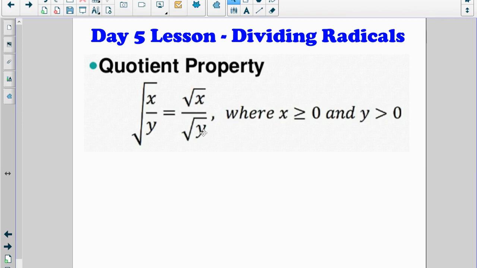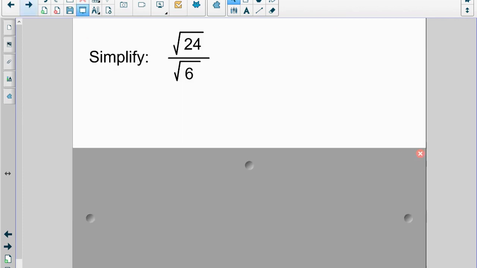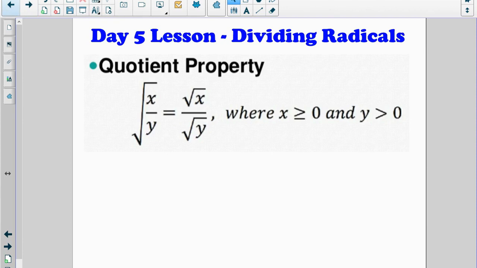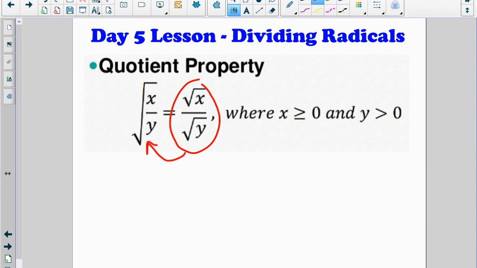So with this quotient property, let's see how it works. You might see examples like this where we are taking the square root of one number and dividing it by the square root of another number. So think of this like dividing radicals. Well, our quotient property allows us to start, in this case, with what's on the right-hand side, and move it into this other form. So we're going to take the numerator and the denominator and put it together to make it one fraction.